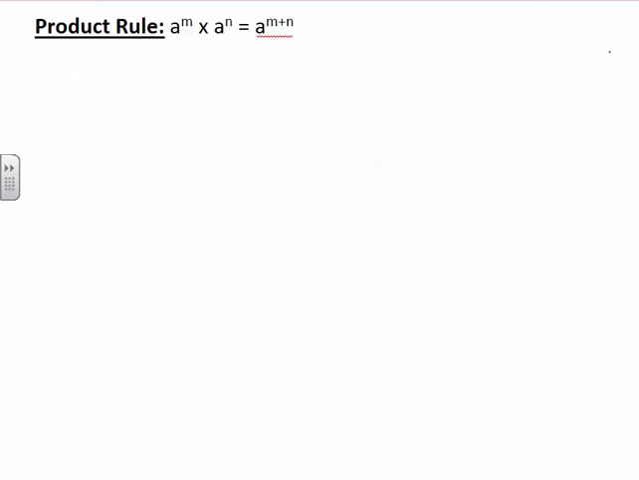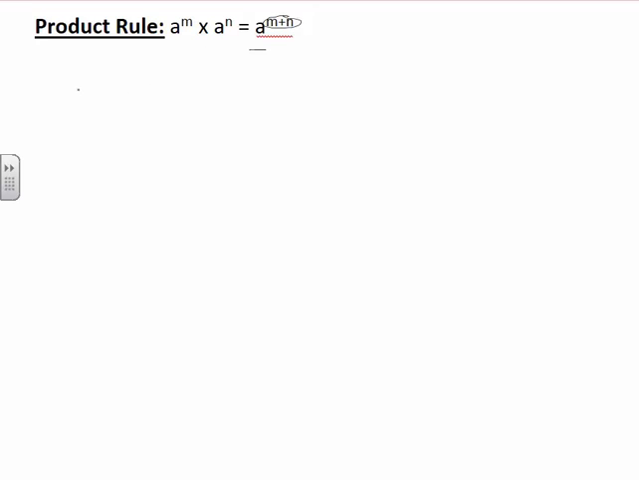We now have a couple specific rules that I'm going to introduce. The first one is the product rule. So this tells us how we can multiply exponents of the same base. And we do so such as you keep the base the same and then you add the two exponents.